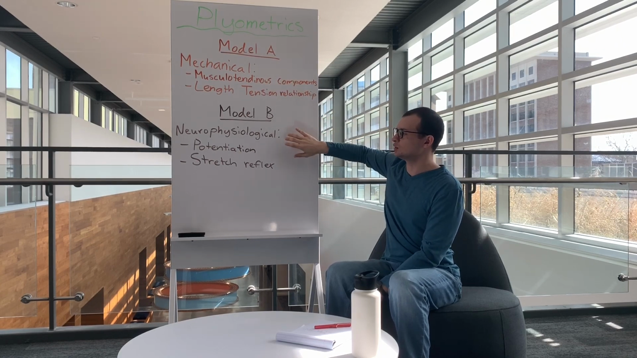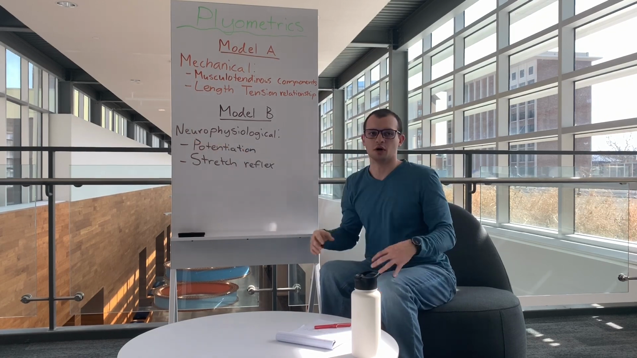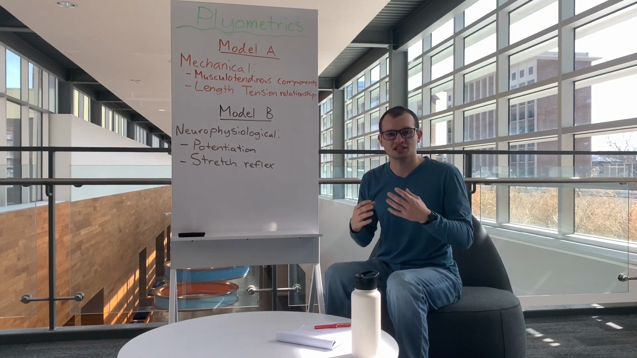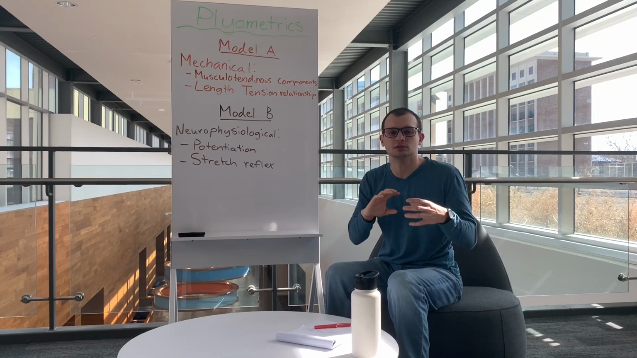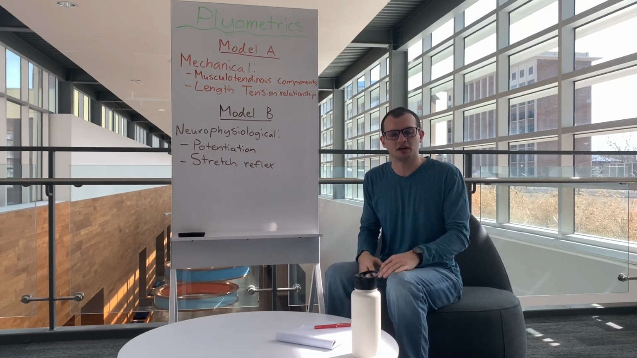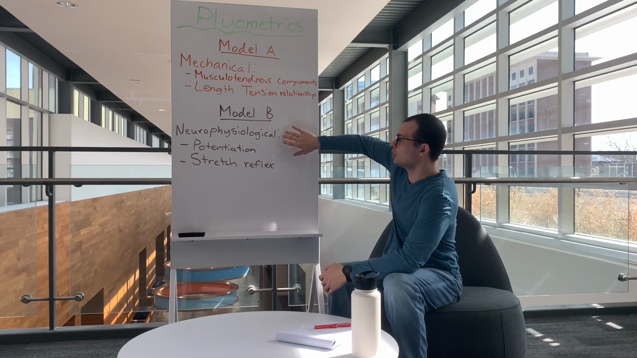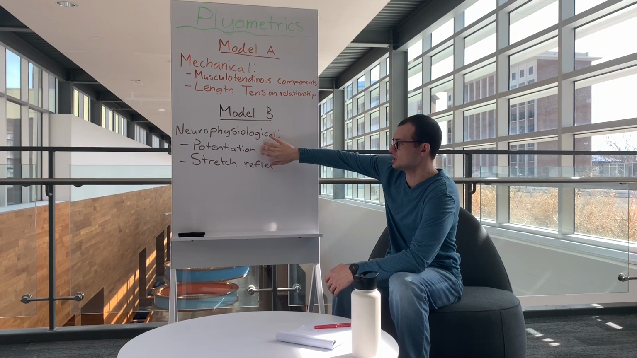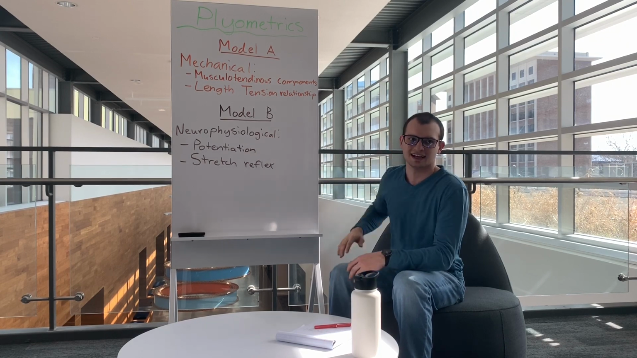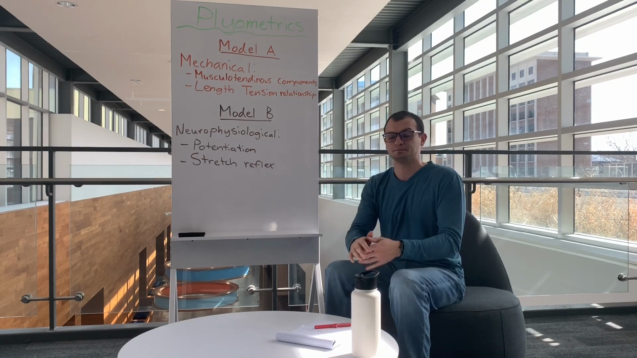Model B is dealing with the neurophysiological. Essentially, the key word here is neuro. It's talking about your brain and how this type of training affects how your brain is able to recruit those motor units or those muscles to increase your power output. So it makes your brain a little bit more efficient in terms of how it's working. And it also has two components: potentiation and our stretch reflex. And I said the stretch reflex is really going to be important. We're seeing it again here.